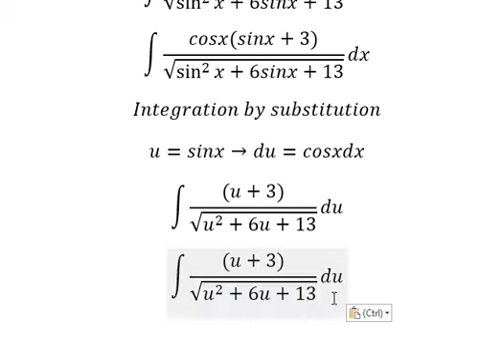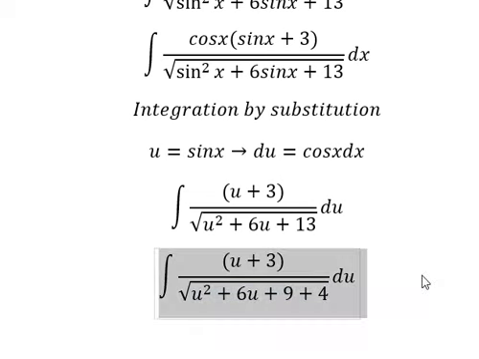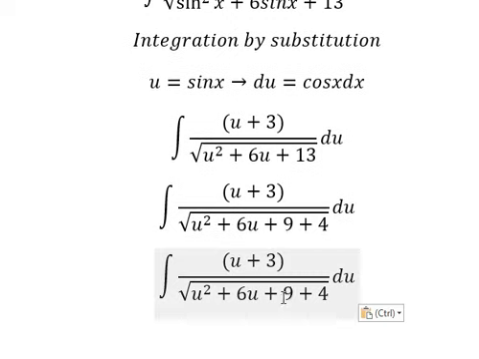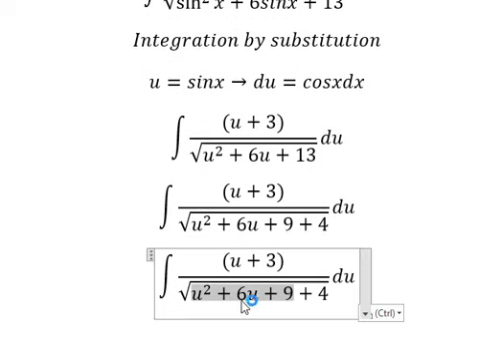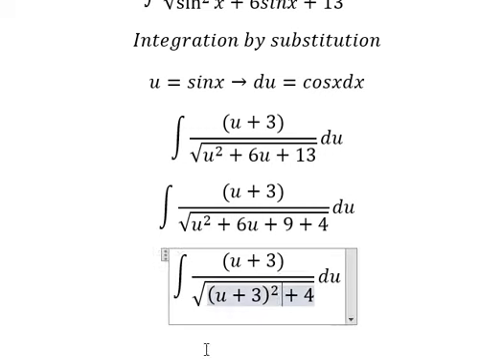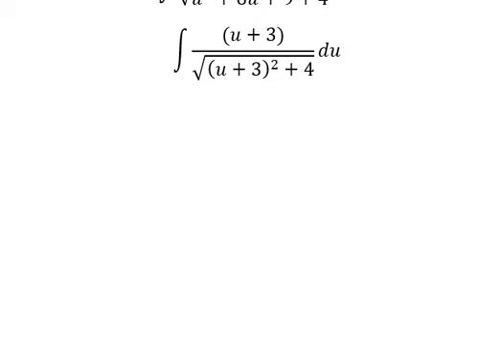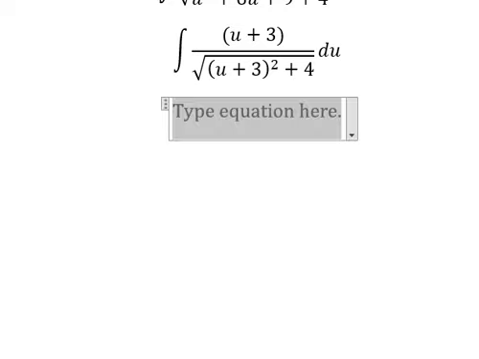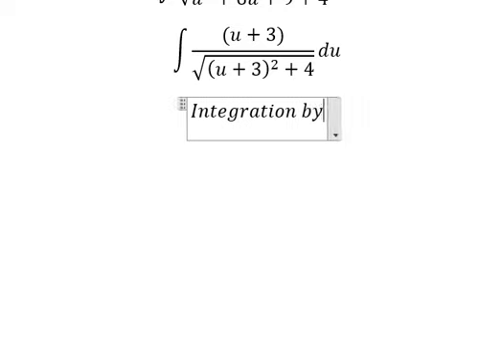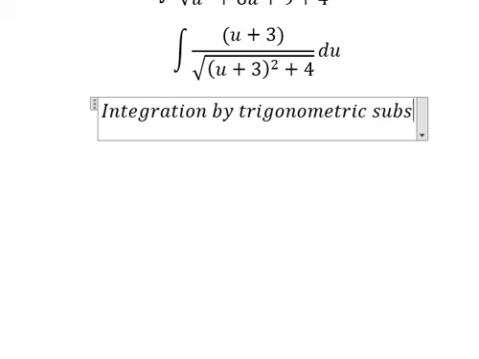So, number 13, we can put number 9 plus number 4. And this one is about identities. So, we can use integration by trigonometric substitution.